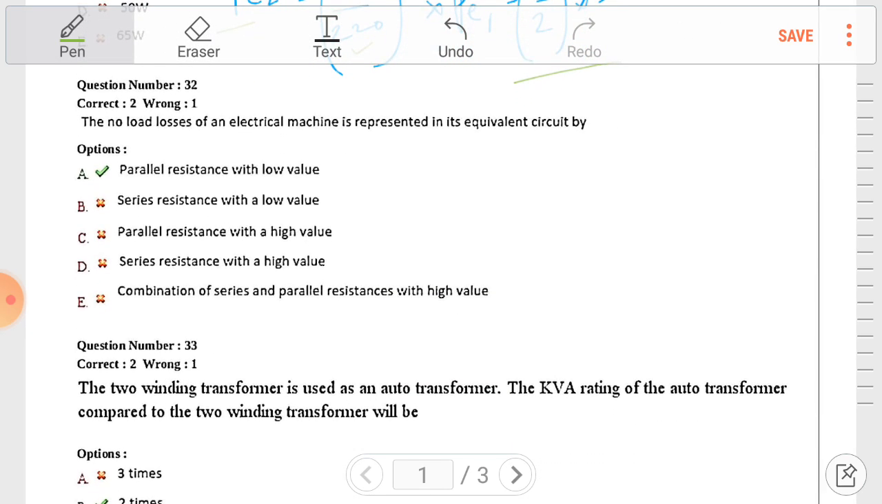In the next question, the no load loss of an electrical machine is represented in its equivalent circuit by a parallel resistance with low value. So the no load loss is represented by a resistance in an electrical machine. There is also an inductance present, but here only the resistance is asked.